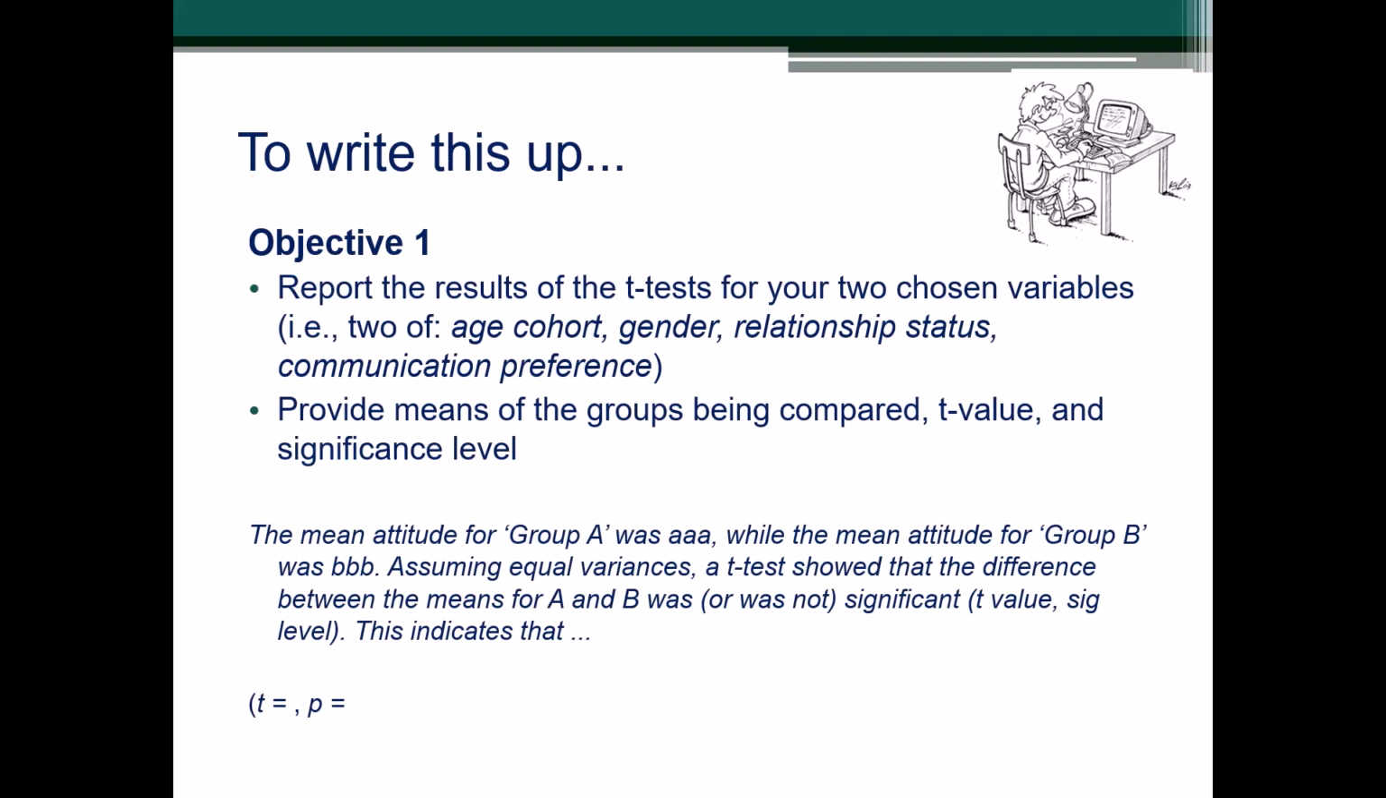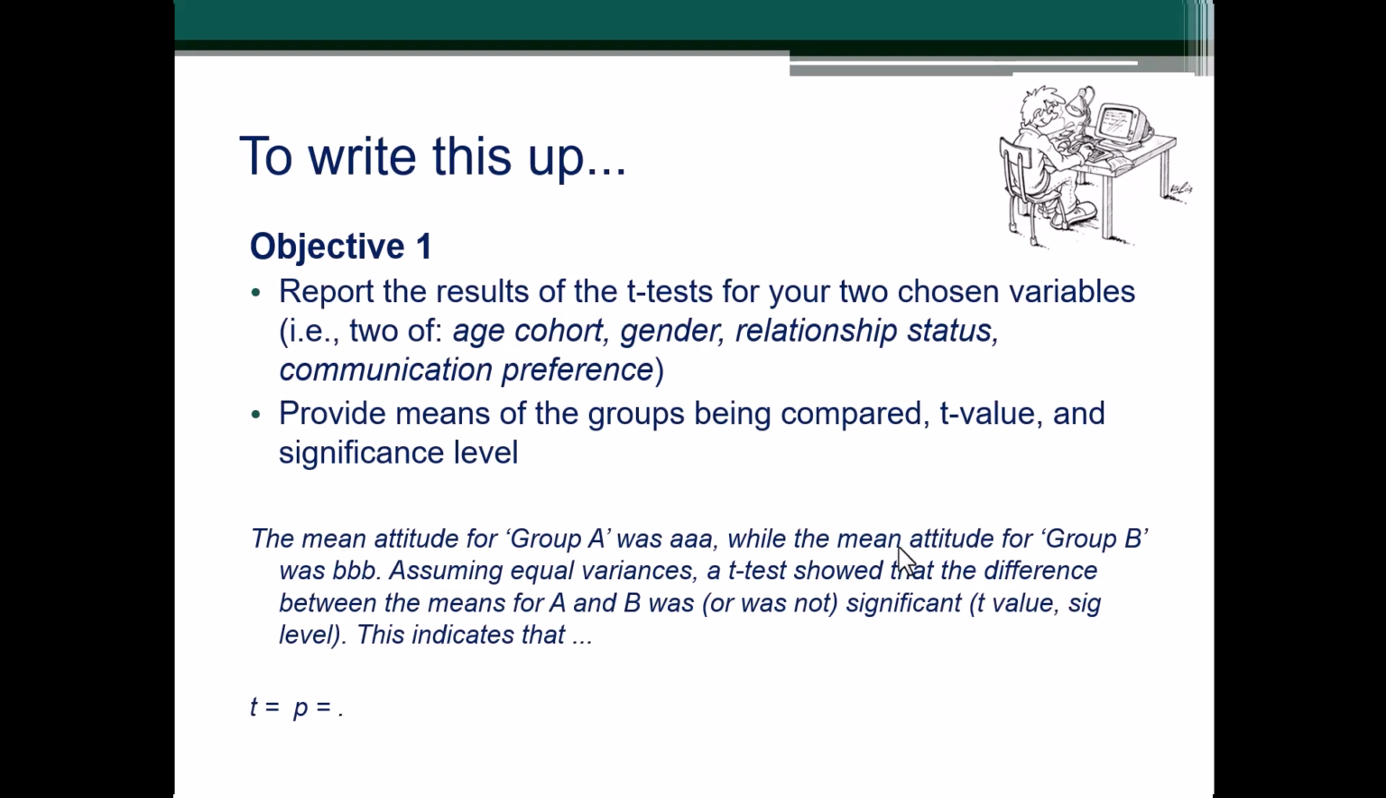Now, better performing students will obviously go on and interpret that a little bit more. So rather than just providing that technical detail, go on to provide a sentence or 2 saying exactly what that means in everyday language. So this indicates, for example, that men and women differ in terms of their attitude towards smartphone shopping. The technical way to write up t-test results isn't to say t-value equals and significance level equals. However, for the purposes of our assignment, I'm okay for you to do that.